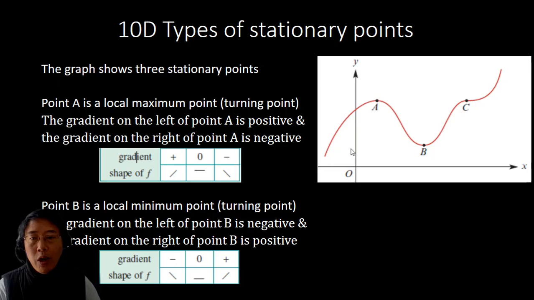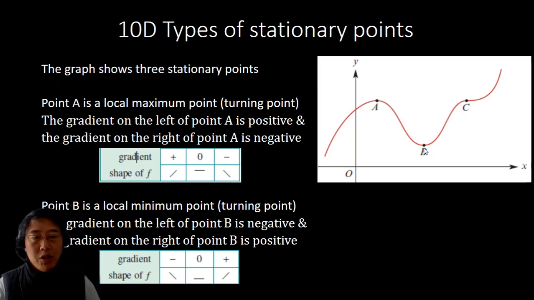A will be what we call a local one. The gradient on the left, if you draw a tangent here, goes upwards, so the gradient will be positive, and on the right-hand side it will be negative. If you summarize that in a table, the gradient, which is your derivative, is positive on the left. As your x increases, you get to your turning point, and then on the other side it is negative. So the shape of the curve is ascending, a turning point, and then going downwards again.